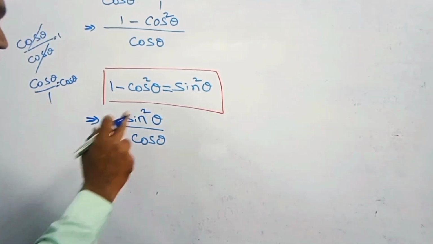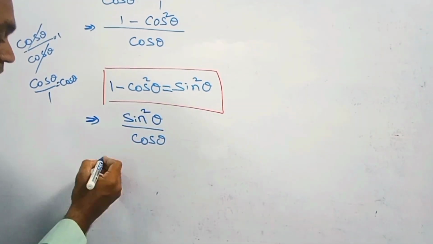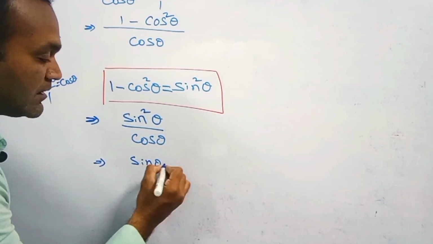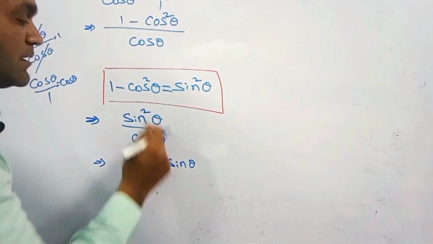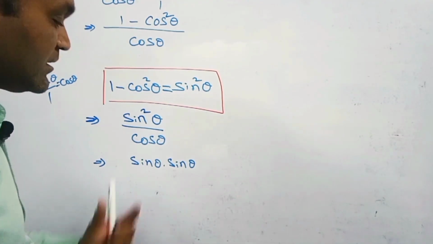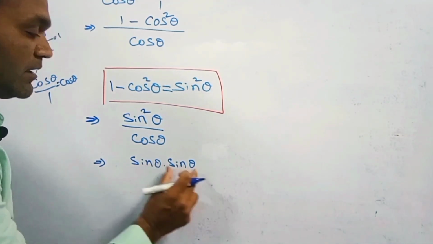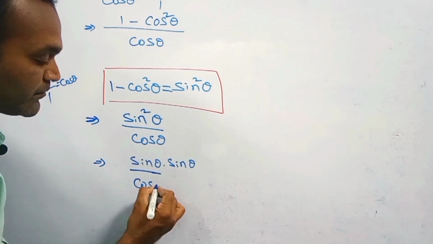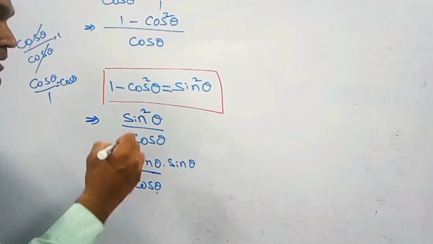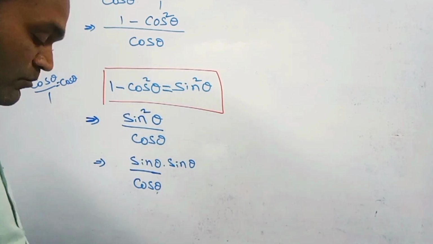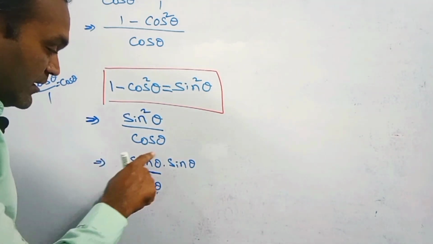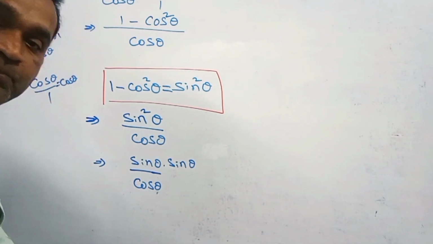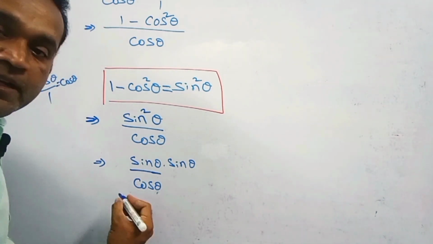Now the next step is, this sine square theta can be written as sine theta into sine theta. Since it is a square, we can multiply it 2 times, sine theta into sine theta. And in the denominator, what are we having here? Cos theta, right? Now we have one more wonderful formula: sine theta by cos theta. What is our formula? Yes, very good. Tan theta.